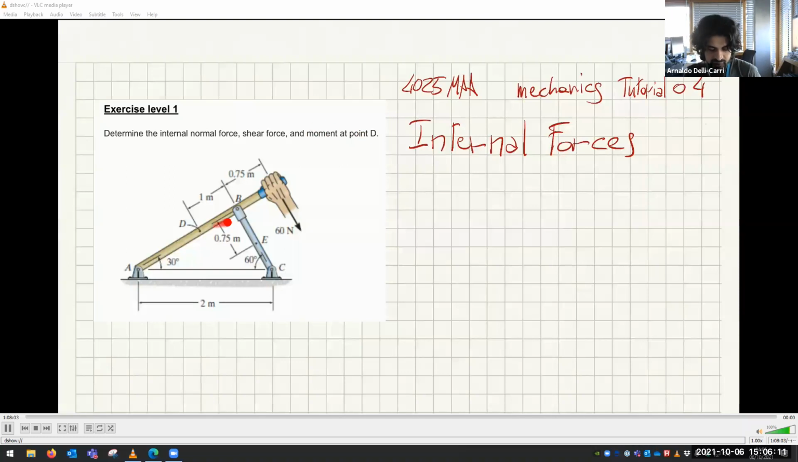Now, this is a particular structure here. There is D. This is the point D for which you want to find what's going on inside. Question for you. We have to do the free body diagram.